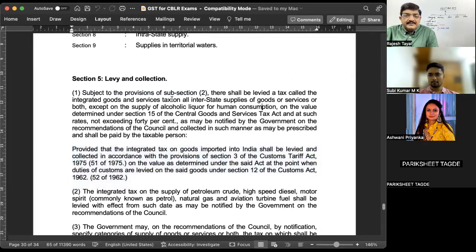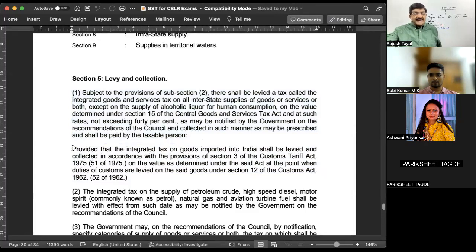If it is a domestic transaction, the valuation will be done as per Section 15 of the CGST Act. But for charging and levy of IGST on import, valuation under Section 14 of the Customs Act has to be taken. Right? Why is it that Section 14 is mentioned?